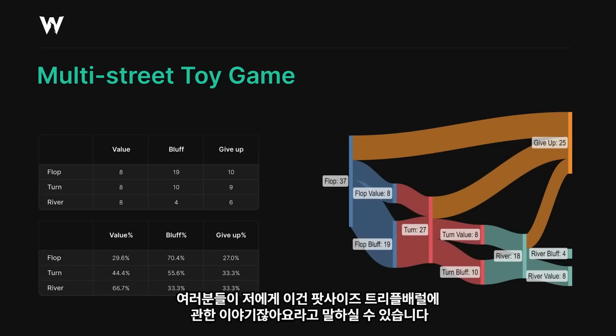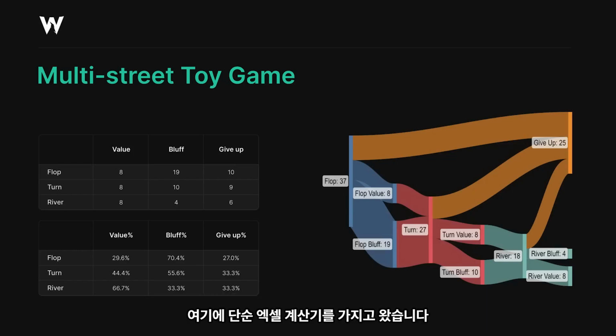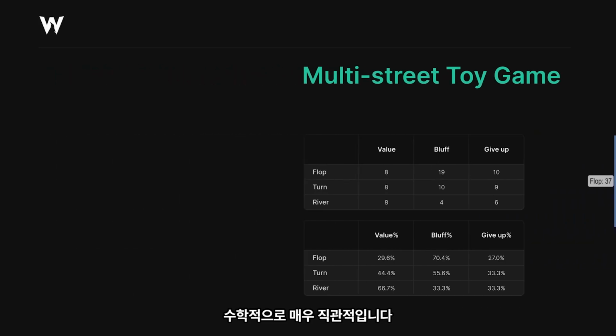Now, you may be asking yourself, this is based on 3 pot-sized bets. However, you can calculate this for any bet size. It's actually relatively simple. Now, I have a simple spreadsheet application here, Caveman GTO calculator. You might have seen it from some of my earlier work, but I've never actually explained how this works. The math is fairly straightforward.